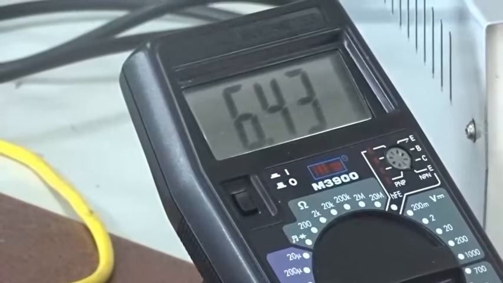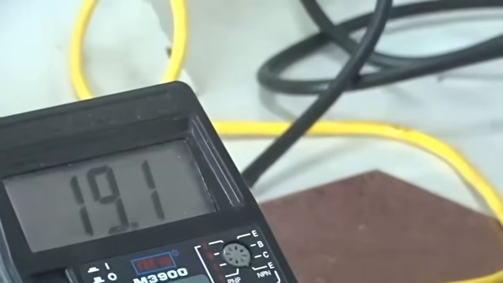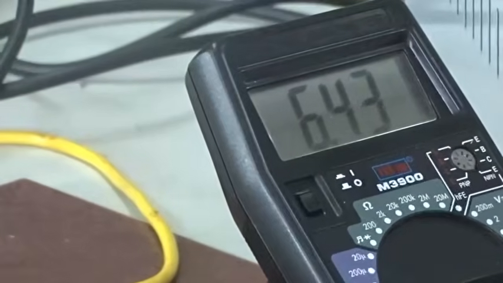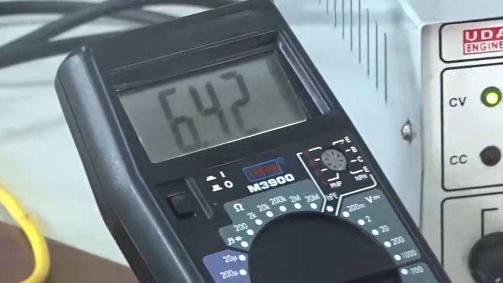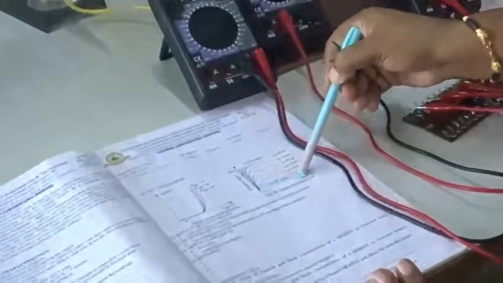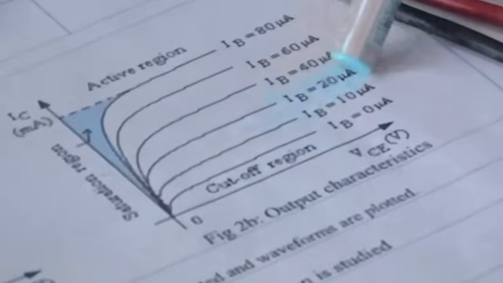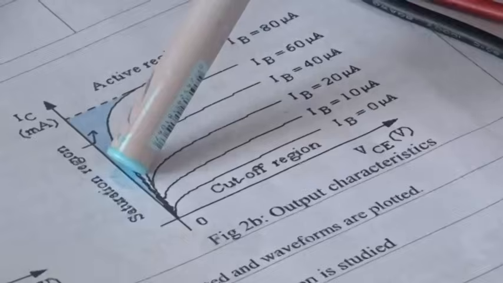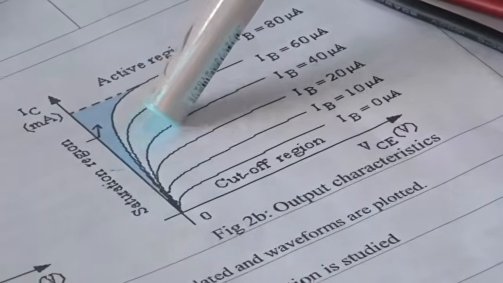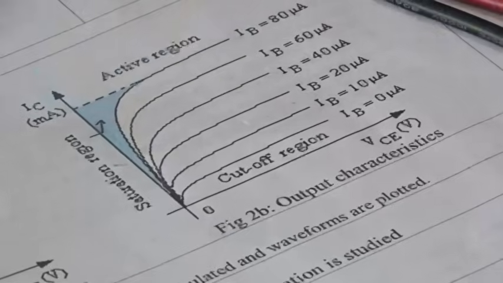Similarly, this is for IB equal to 20 micro. Similarly, you can take the readings for IB equal to 40 micro as well as for 60 micro. So when you draw the graph, you will get a graph like this. You are increasing the VCE and keeping IB constant. So we have kept IB equal to 20 micro. Initially it was increasing, and after some voltage it will be constant. You will get a constant value, that is IC is equal to constant.